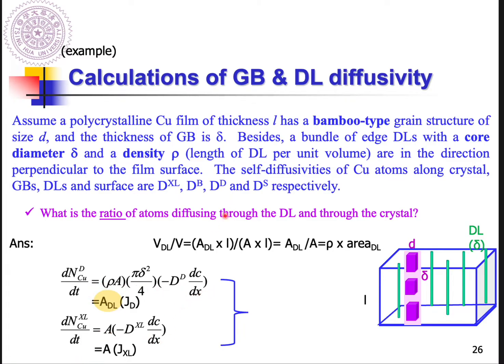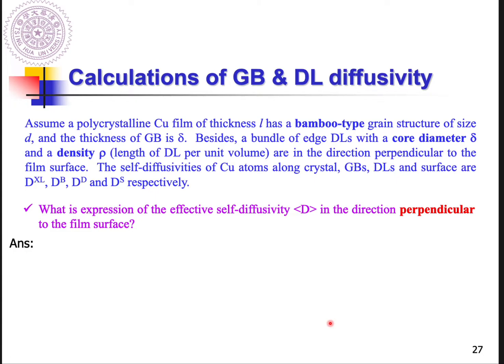So the ratio through the dislocation is this term divided by this term, and we got this result. The ratio can be expressed as proportional to rho delta D_D over D_XL. So this is the first question. And the second one is, what is the expression of the effective diffusivity in the direction perpendicular to the film surface?